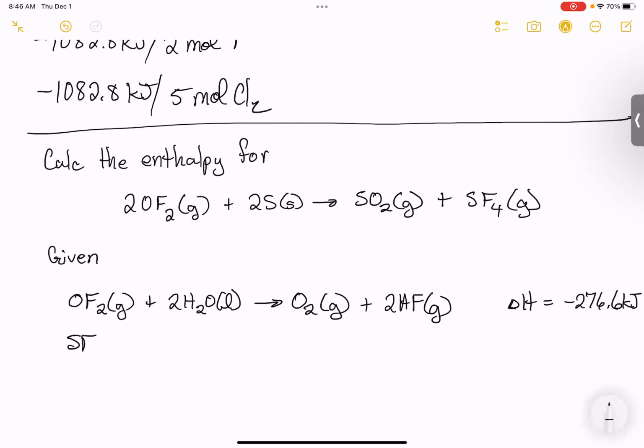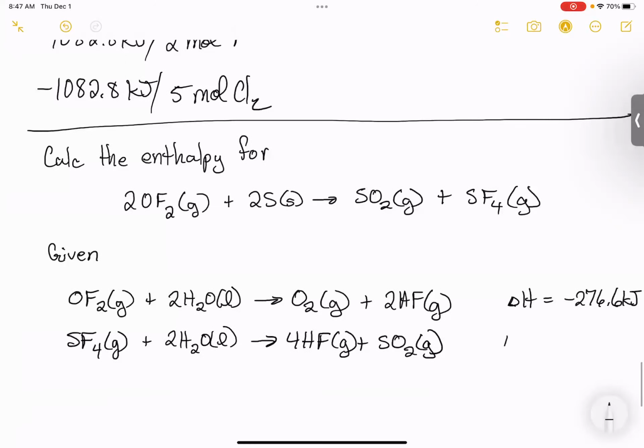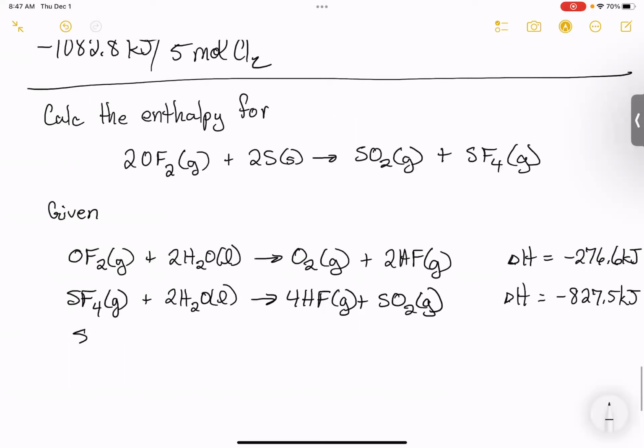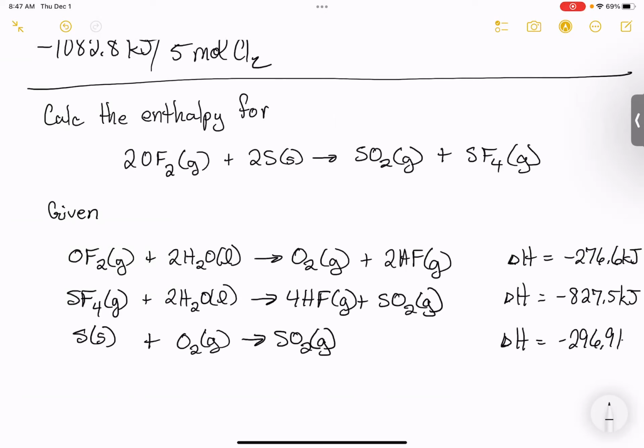Then you have SF4 gas plus 2 H2O liquid goes to make 4 HF gas plus SO2 gas with an enthalpy of negative 827.5 kilojoules. And you have sulfur solid plus O2 gas going to make SO2 gas with an enthalpy of negative 296.9 kilojoules.